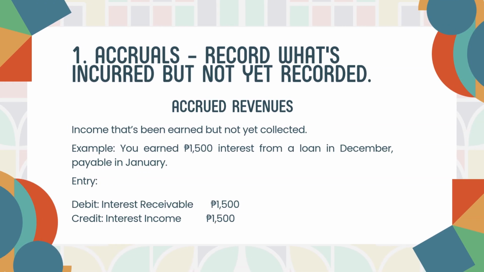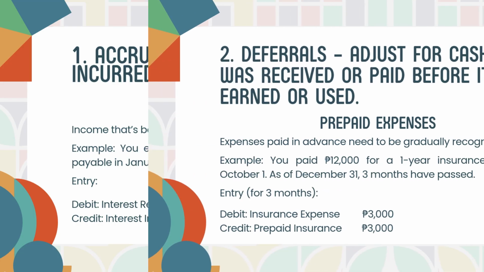Accrued revenues, income that's been earned but not yet collected. Example, you earned $1,500 in interest from a loan in December, payable in January. Entry, debit, interest receivable $1,500. Credit, interest income $1,500.